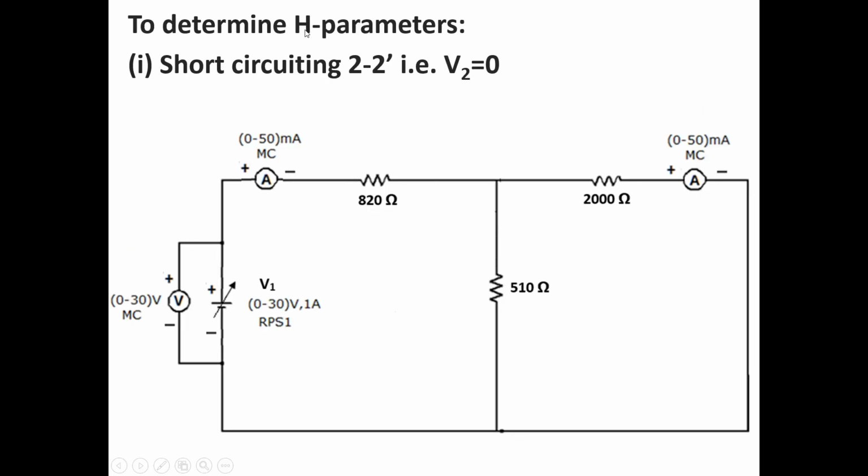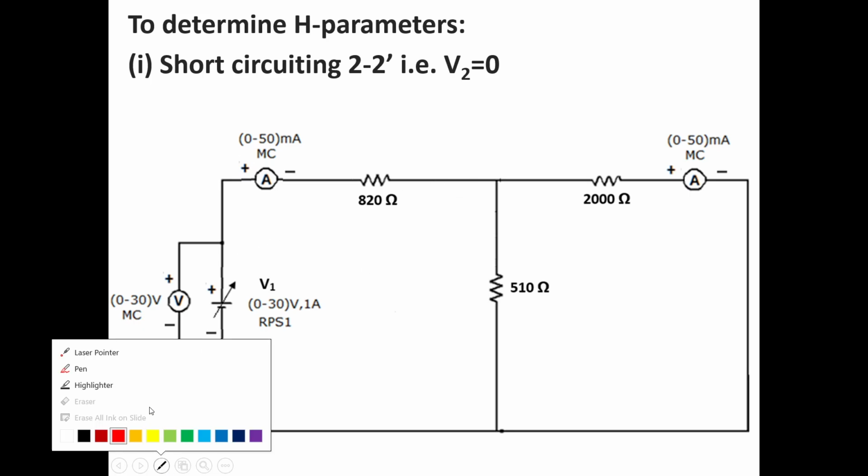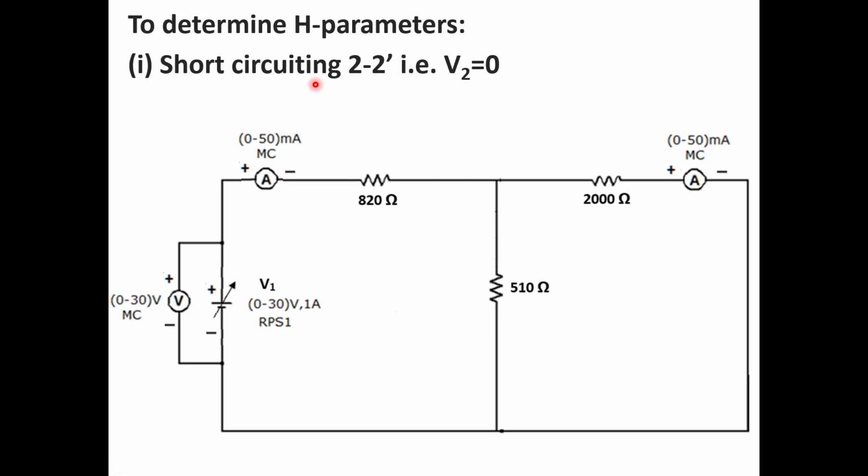Now let us see the circuits that are required to determine H parameters. Short circuiting 2 dash, that is V2 equal to 0. It is the same circuit which we have seen just now, and it is used here also to determine the H parameters. So V2 equal to 0, port 2 dash is short circuited, and a voltage source is connected.